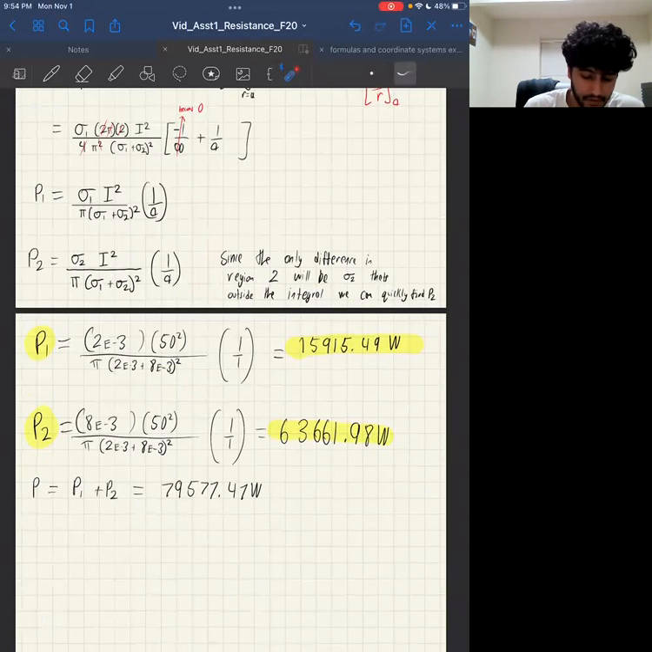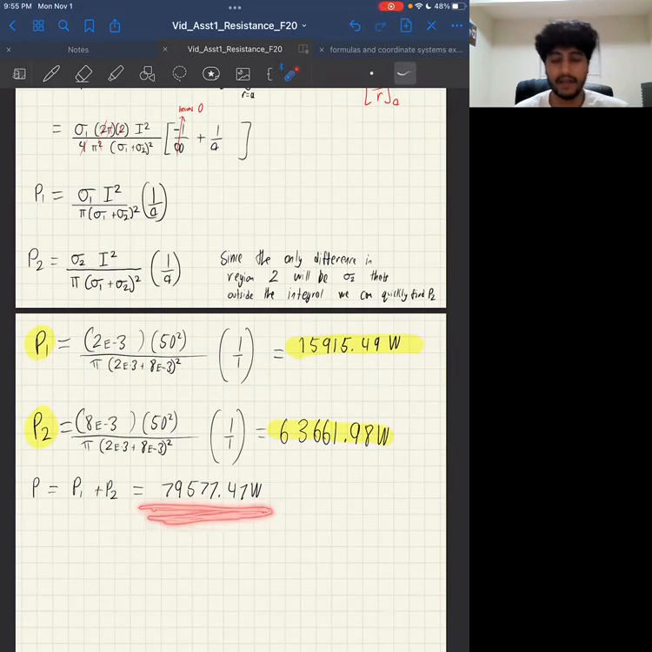So now that we have the two equations, we sub in our values and we are left with 15,915 watts for region 1 and 63,661 watts for region 2. So you add those together, it gives you the total power, which is going to be around 80 kilowatts.